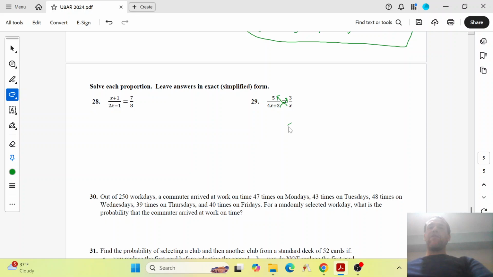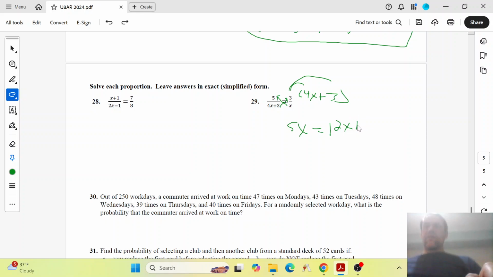So x times 5 is 5x. And then 3 times (4x plus 3). Going to distribute that 3 through. Pause me. Try it on your own. So 3 times 4 is 12x. 3 times 3 is 9.